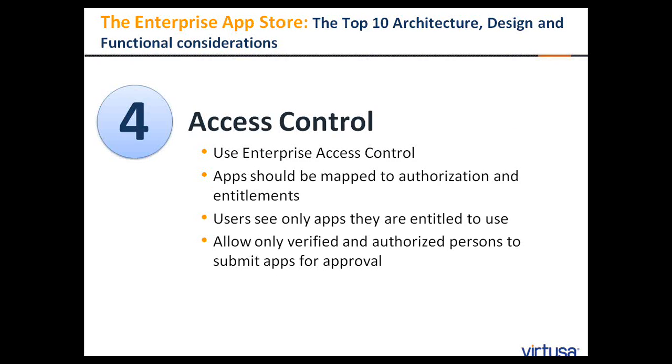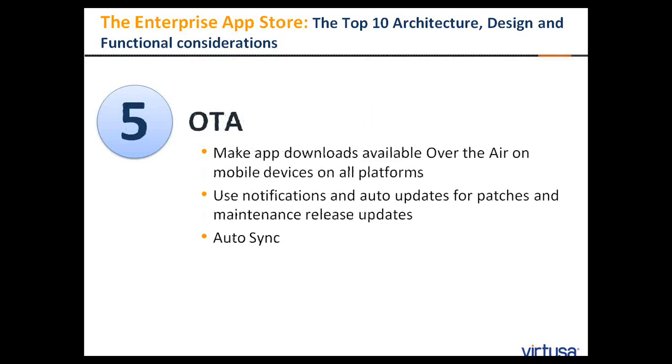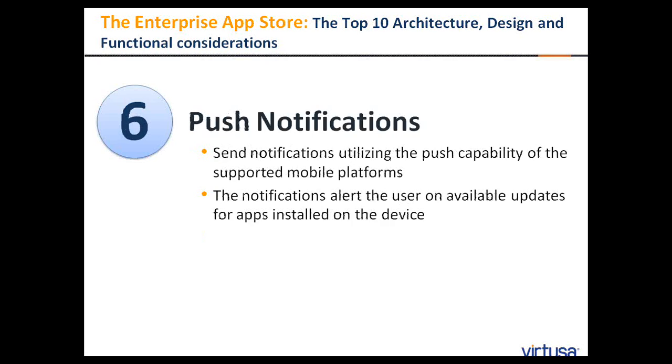Fourth is access control, and here you can use your entitlements, corporate entitlements and authorizations, and map the users to some of the directory services. Fifth is over-the-air updates to make the apps easier to access and update over the network. And push notifications, which allow the publishers as well as the administrator to communicate with the installed device base and users for updates and other key information.